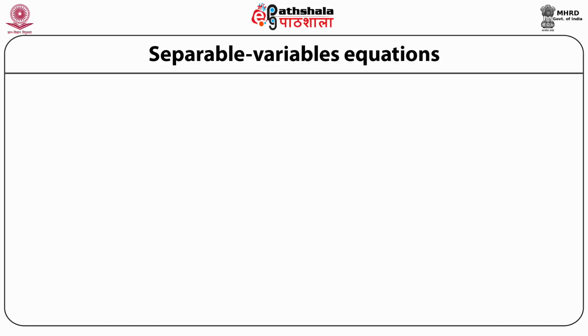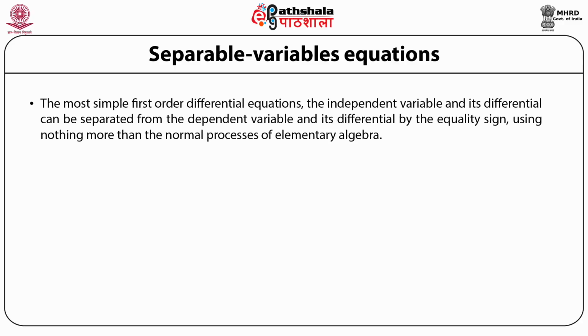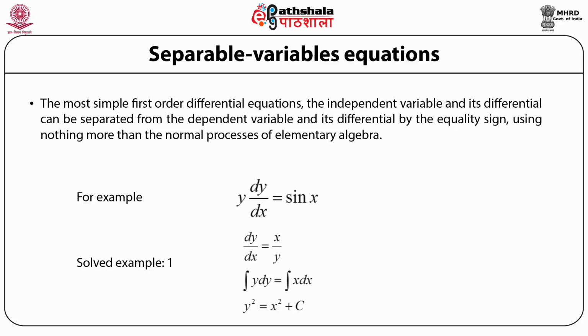The easiest or the simplest form of differential equation is what we are seeing now. The dependent variable and its differential can be separated from the independent variable and its differential by the equality sign just by a normal process of elementary algebra. y dy by dx is equal to sin x. That is one example. Then the solved example, you can just see similarly, dy by dx is equal to x by y.